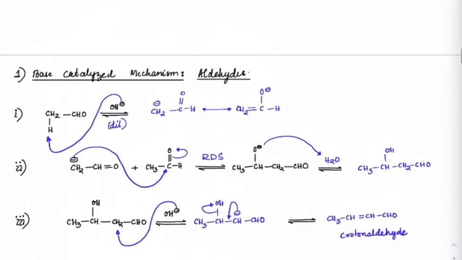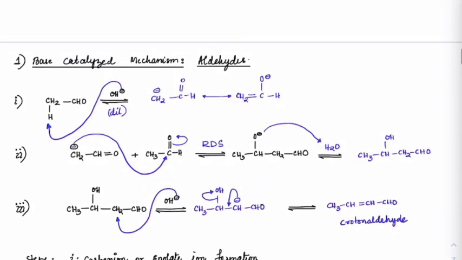Out of these three steps, all of them are equilibrium steps. So this is in equilibrium with this, is in equilibrium with this, and further. Here we have an enolate ion formation which is in equilibrium with this: in the forward direction aldol is forming, and in the backward direction the aldehyde is forming.